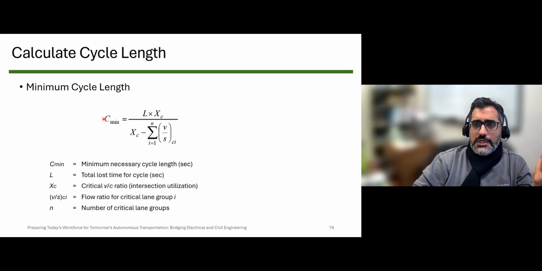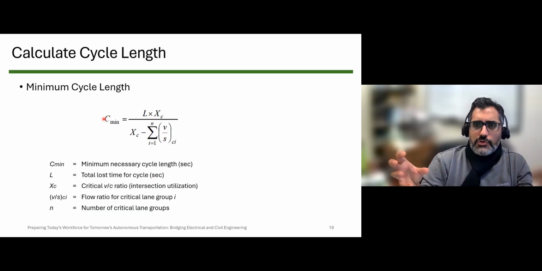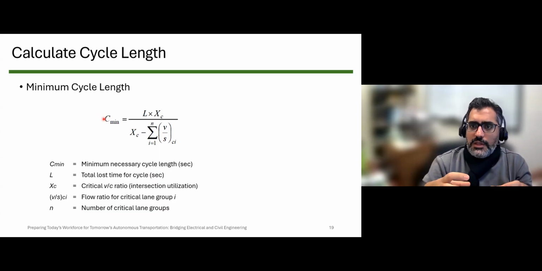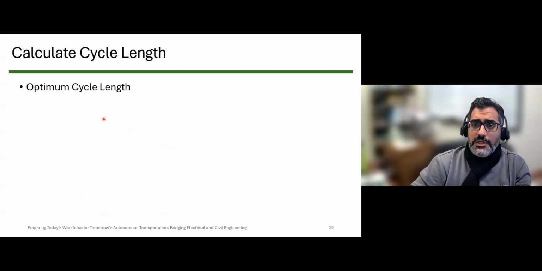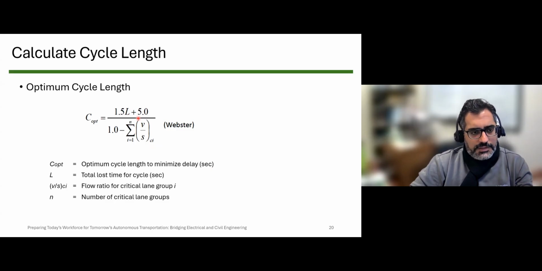So this would be the minimum cycle length, which basically ignores the efficiency of the system. We are just trying to accommodate everyone within the intersection. But if we want to accommodate that in an optimum, efficient way, there are other ways, like this Webster equation to find optimum cycle length, and the variables are as previously defined. We can use this to find desirable or optimum cycle length.